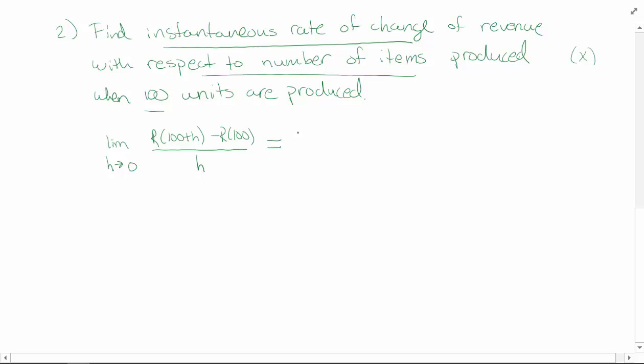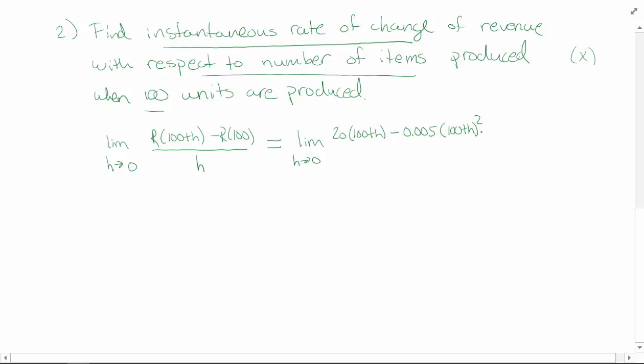So let's start filling these in. This will be the limit as H approaches 0 of R of 100 plus H, which is going to be 20 times your X, which our X is 100 plus H, minus 0.005 times 100 plus H quantity squared.